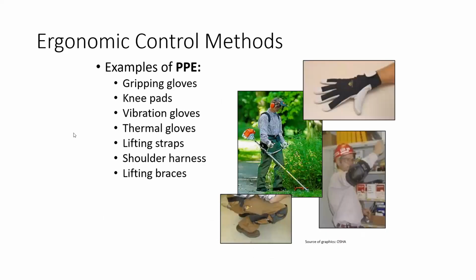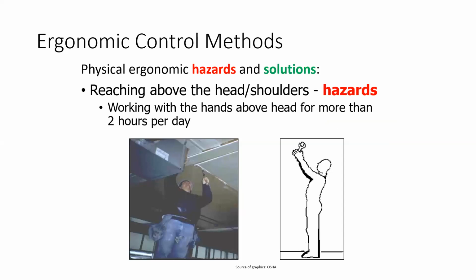Okay. So, ergonomic control method: another method is PPE. How can you use PPE for ergonomic control? You can use gripping gloves, knee pads, vibration gloves, thermal gloves, lifting straps, shoulder harness, lifting braces. All of these are examples of PPE. They can reduce the ergonomic impact or disorders, musculoskeletal disorders.